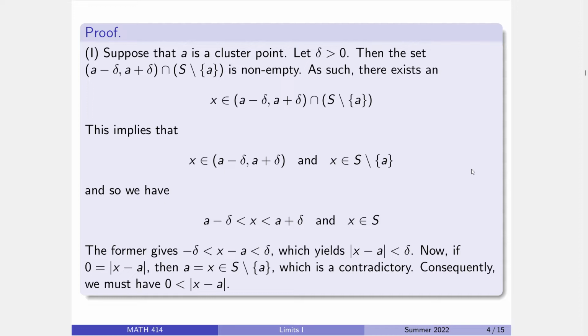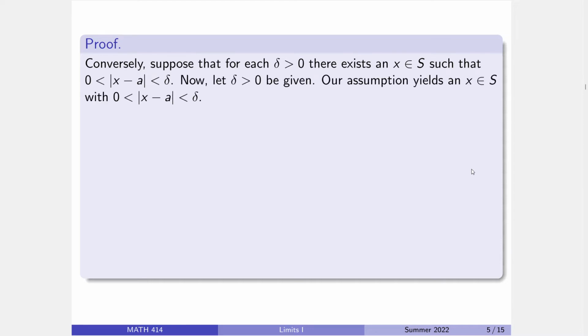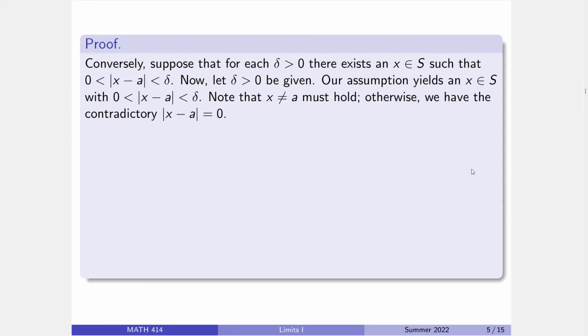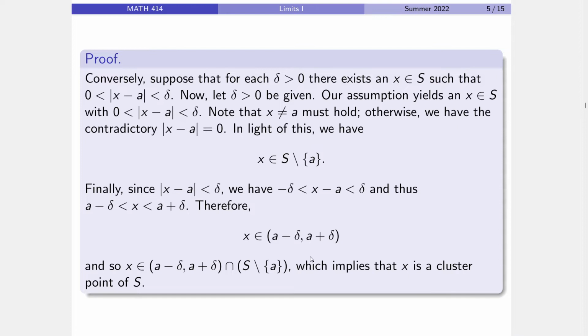So it's an if and only if. We proved the forward direction. Let's prove the reverse. Conversely, suppose that for any delta, there is an x so that this holds. I want to prove now that a specific set is not empty, so let delta be given. By assumption, we get this. Clearly x cannot be equal to a, otherwise that's equal to 0. We're in S, and we're not equal to a, so we're in that set. And finally, since the absolute value behaves, we know that x minus a is between negative delta and delta, so x must live in that interval, which means that we're belonging to the set, which means that we are a cluster point.